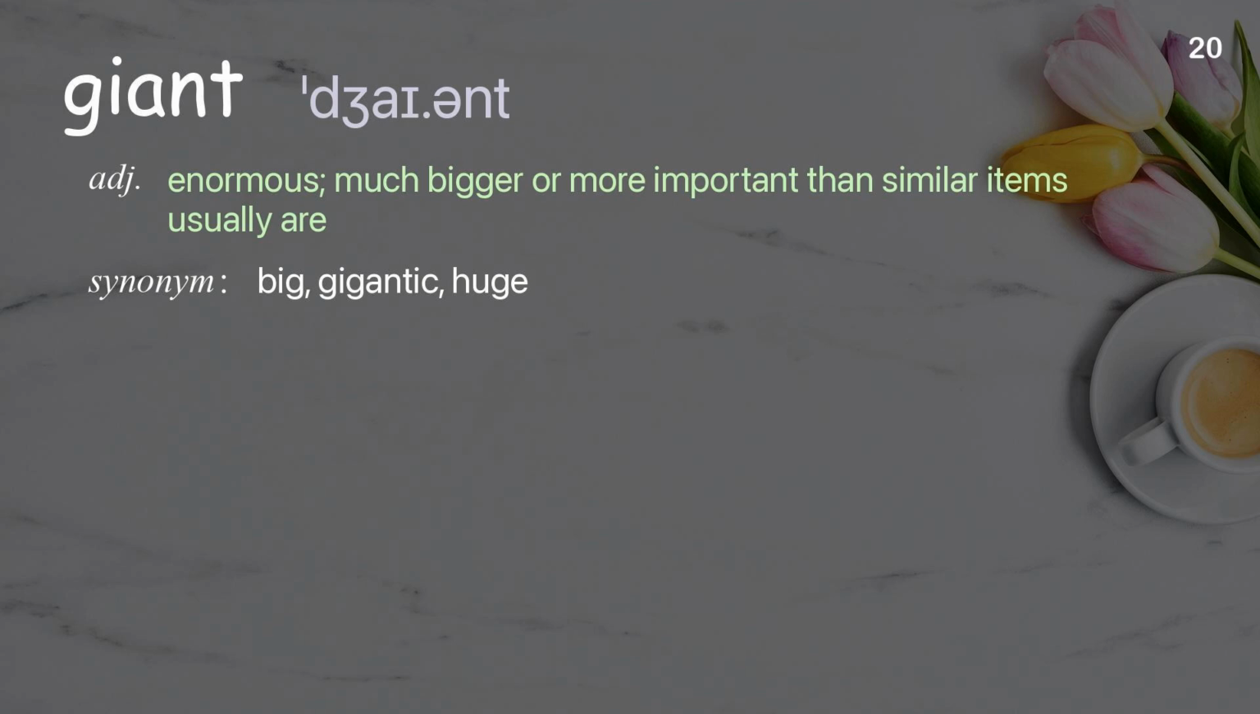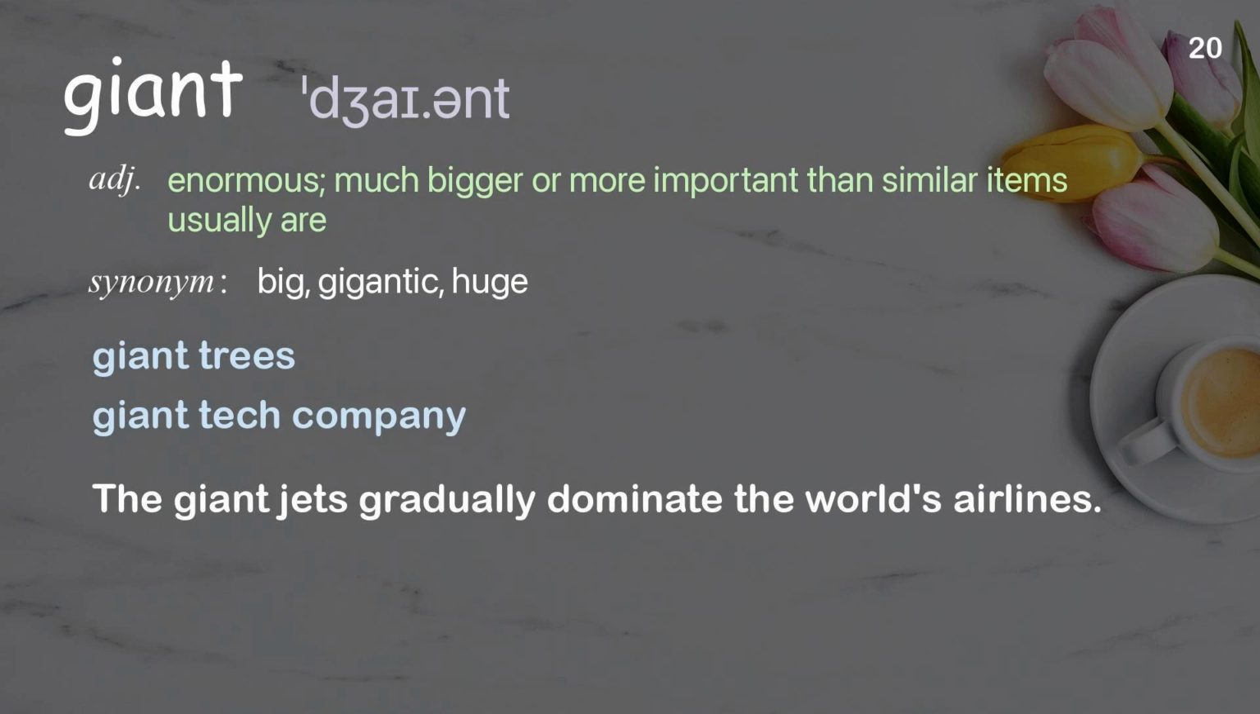Giant. Extremely big, much bigger or more important than similar items usually are. Examples: Giant trees. Giant tech company. The giant jets that gradually dominate the world's airlines.